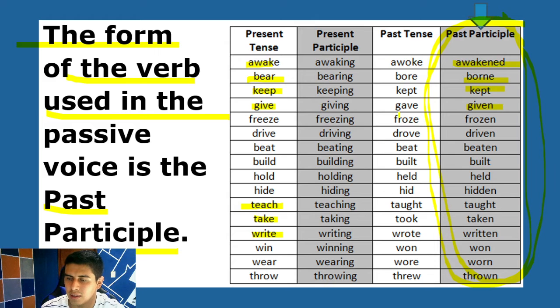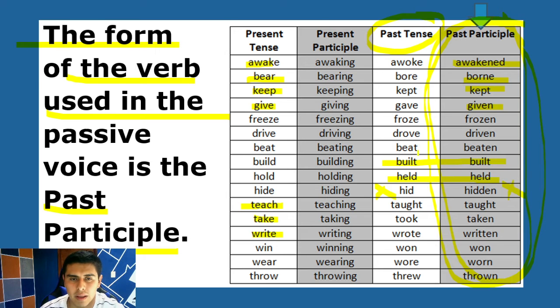Cuando hay que usar este verbo, este tiempo verbal, la forma de la voz pasiva, tenemos que usar, esta es la forma que tenemos, past participle. En algunos casos, esta forma suele coincidir con la forma en pasado, pero no siempre es así. Por ejemplo, built and built es la misma forma, held and held, pero no así hid and hidden.